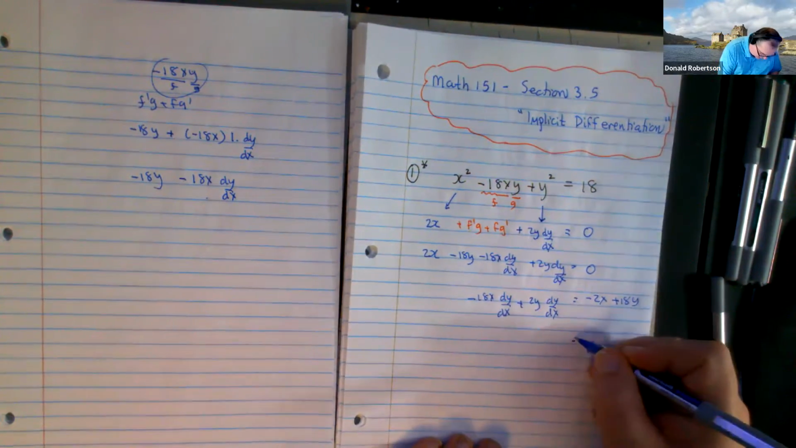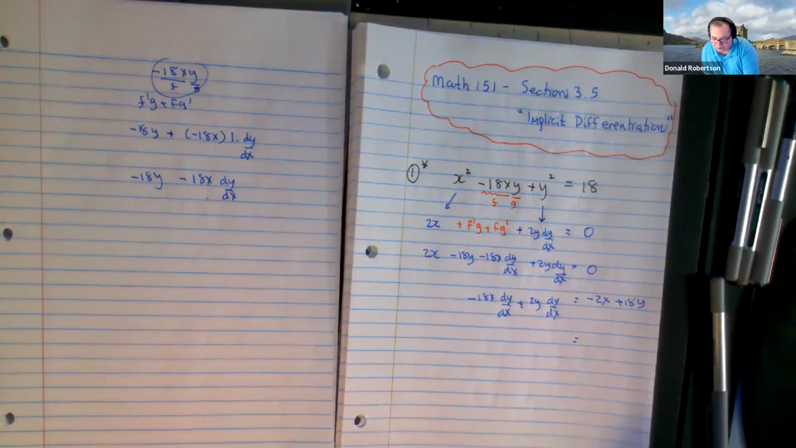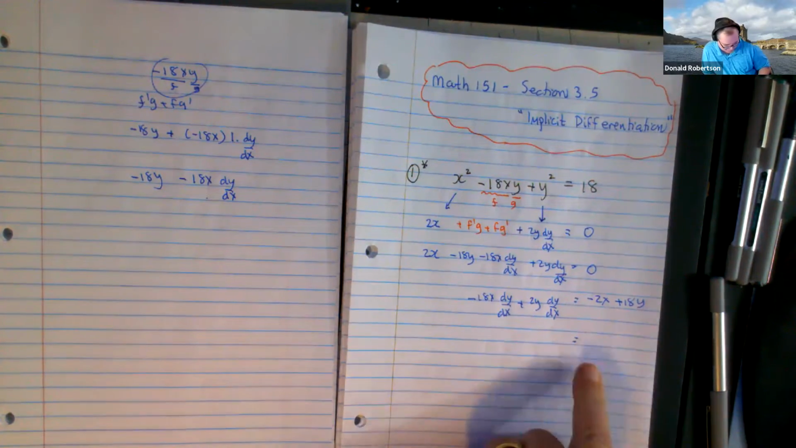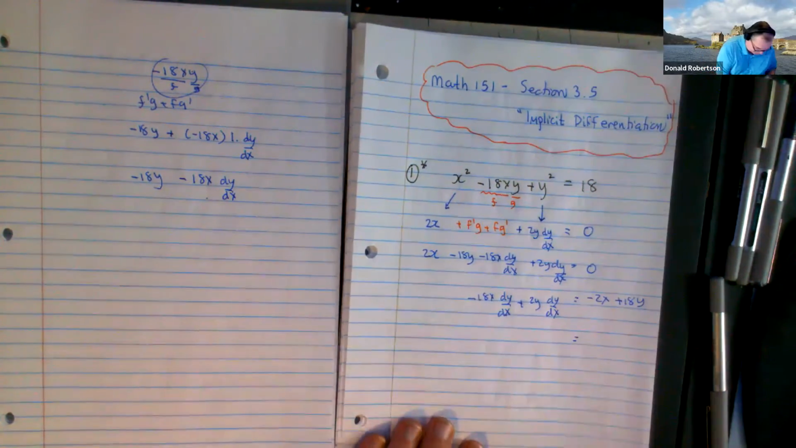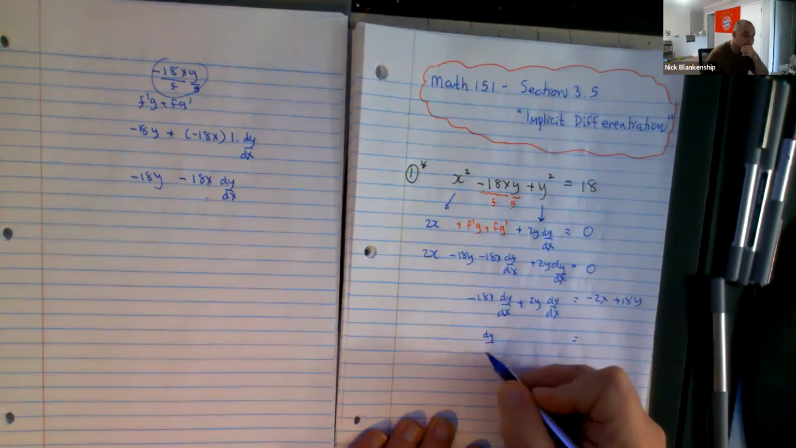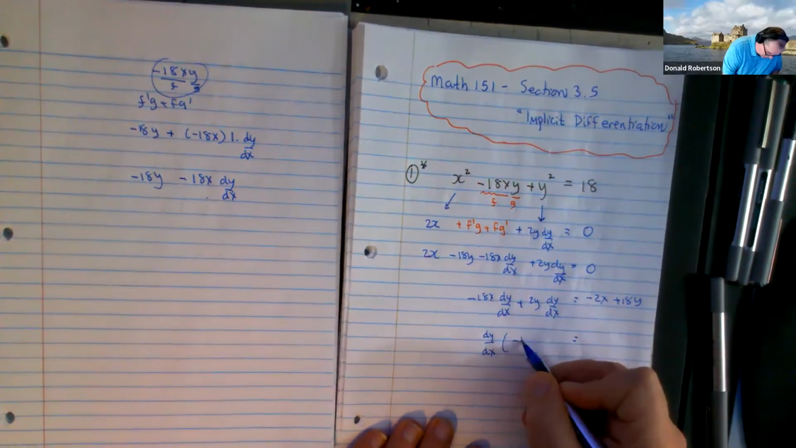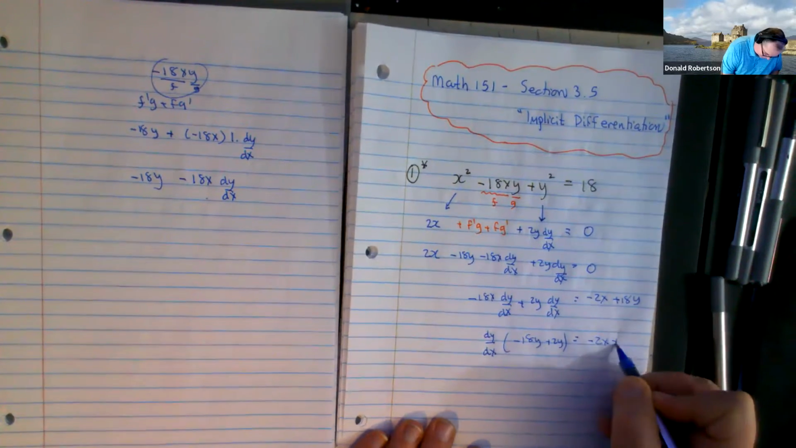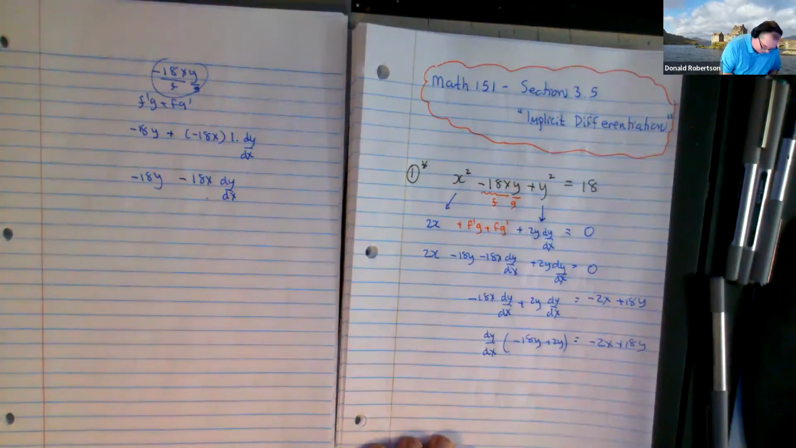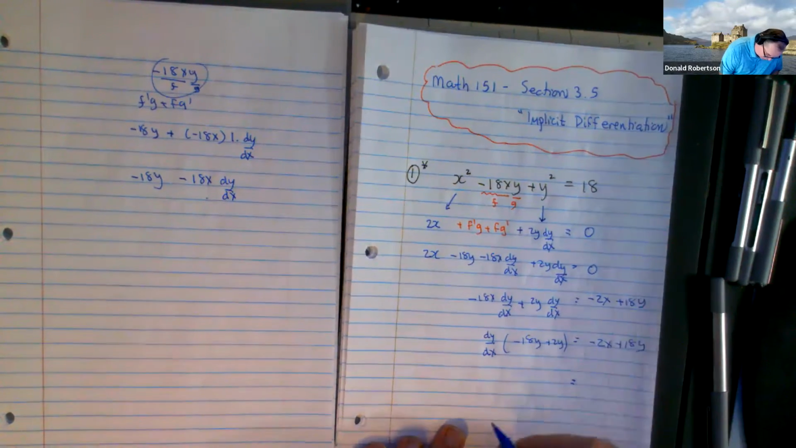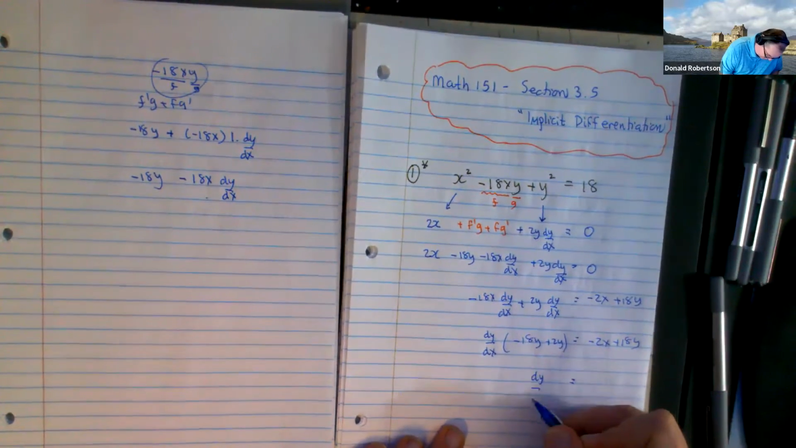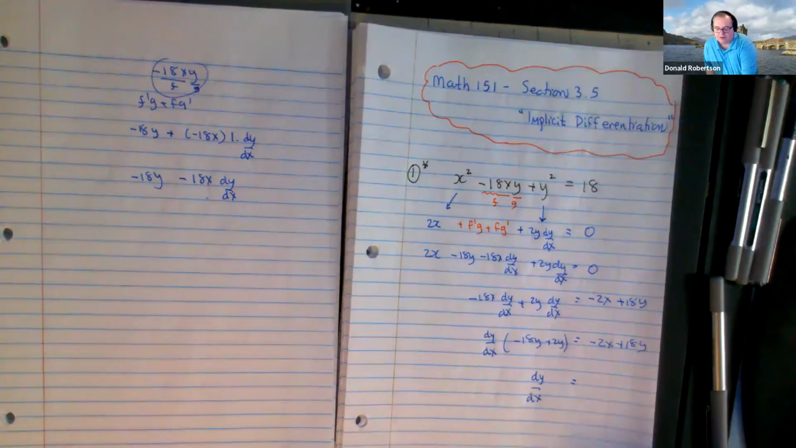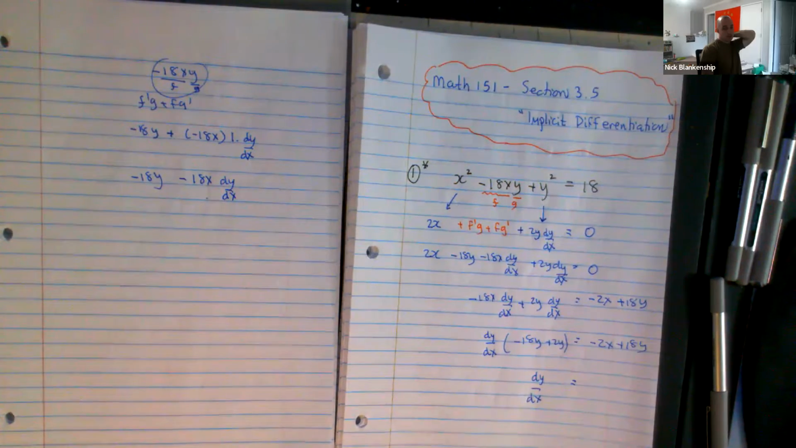And then there's two more lines and you're finished. And it's pretty much the same two lines every time. What am I going to do next? We'll do it right here. You're going to solve for dy dx. Okay, so how about pulling out dy by dx as a common factor? And what do I do to both sides then to find dy by dx? Divide by negative 18 plus 2y.